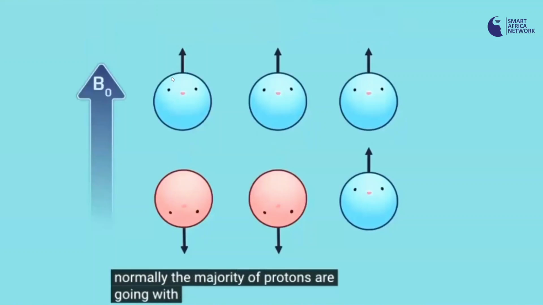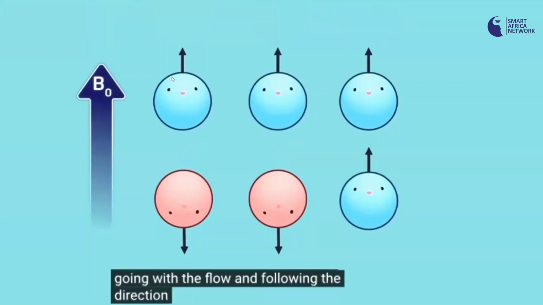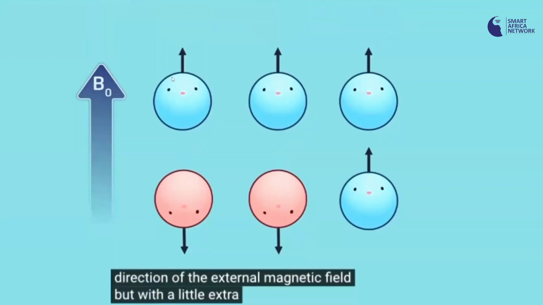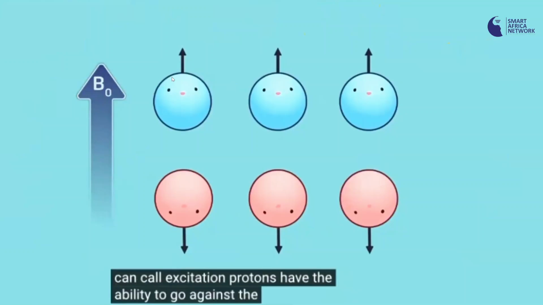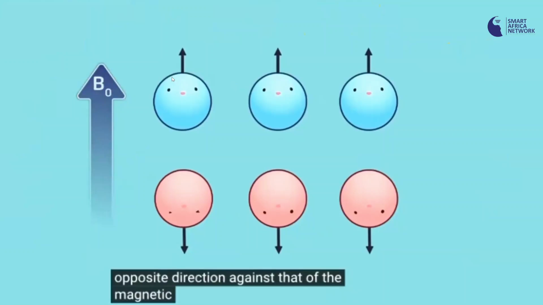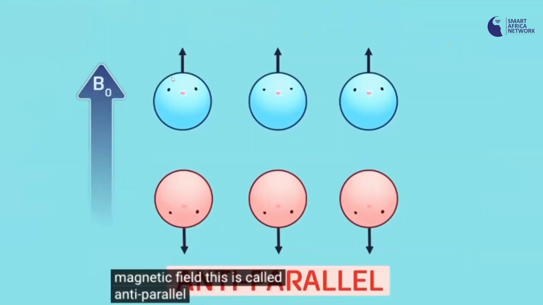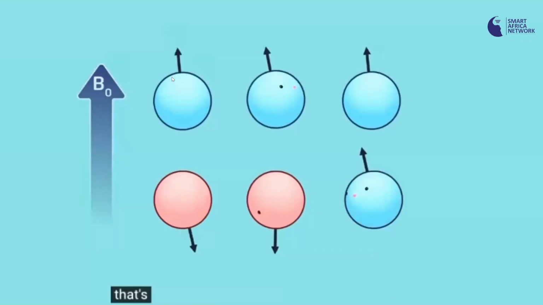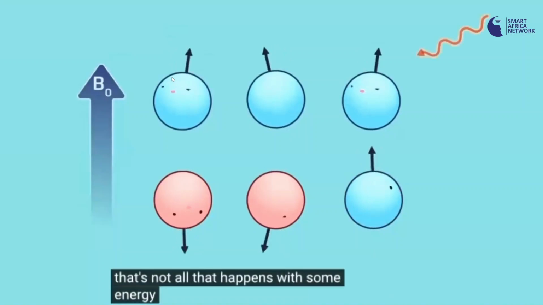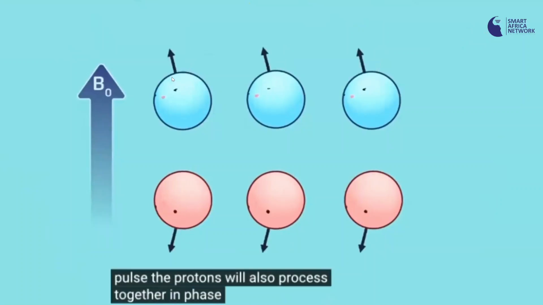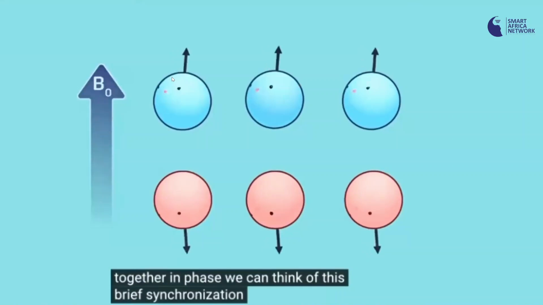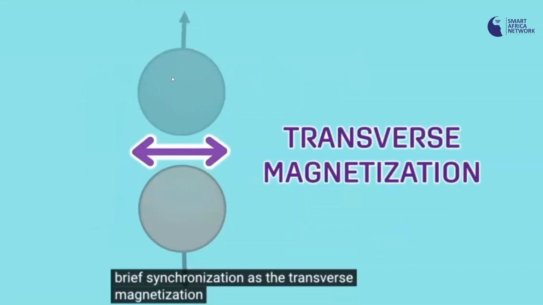Normally, the majority of protons are going with the flow and following the direction of the external magnetic field. But with a little extra energy, which we can call excitation, protons have the ability to go against the current and instead orient themselves in the opposite direction against that of the magnetic field. This is called anti-parallel. That's not all that happens. With some energy applied in the form of the RF pulse, the protons will also precess together in phase. We can think of this brief synchronization as the transverse magnetization of the protons.